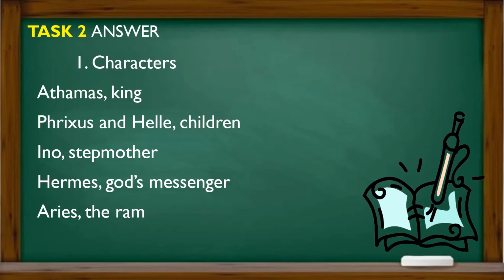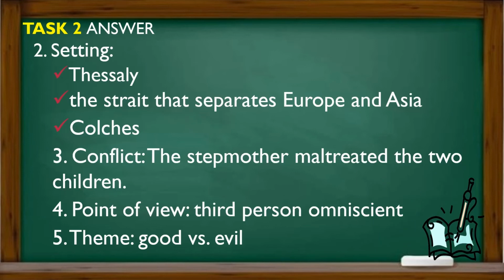Okay, the characters: we have Athamas, the king, Phrixus and Helle, the children, the stepmother, Hermes, the gods' messenger, and Aries the ram. Setting: we have Thessaly, the strait that separates Europe and Asia, and Colchis. For the conflict, we have the stepmother maltreated the 2 children. Okay, do not forget to check honestly your answers in your notebook.